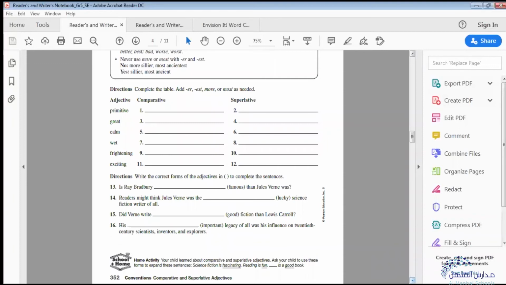Ray Bradbury dash than Jules Verne was. 14, readers might think Jules Verne was the dash science fiction writer of all. 15, did Verne write dash fiction than Lewis Carroll? 16, his dash legacy of all was his influence on 20th century scientists, inventors, and explorers. Let's see the answers quickly to this exercise, right?